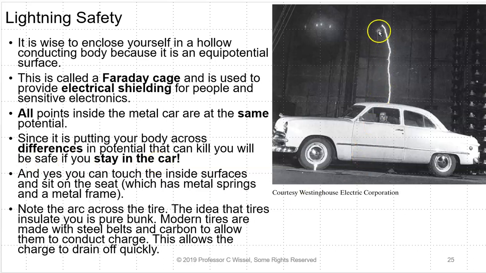Now, judging from the arc length here, I guess this is about 6 million volts. This whole car, including this guy inside of here, is all at 6 million volts. As long as he stays inside the car and doesn't touch anything that's grounded or at a different potential, he's fine, because it's potential differences that kill you. And yes, you can touch the inside surfaces and sit on the seat, which has metal springs and a metal frame. Notice the arc across the tire.